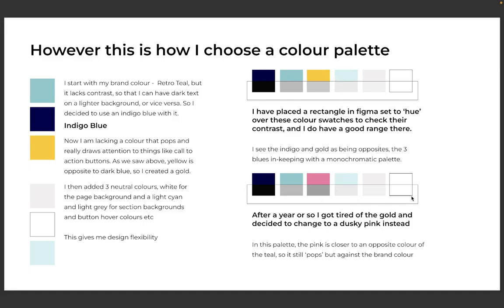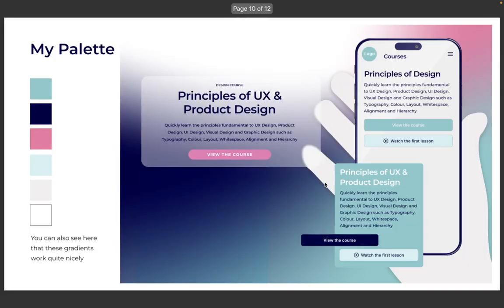A bit later on, I decided that I didn't want to work with the gold colour anymore, and so I changed to a kind of a dusky pink instead, and in this palette the pink is closer to an opposite colour of the teal, so it still pops against the brand colour. If I then apply that colour palette to the designs that I used before, I get quite a pleasing result.